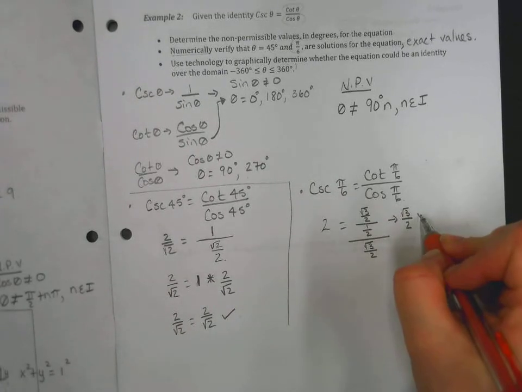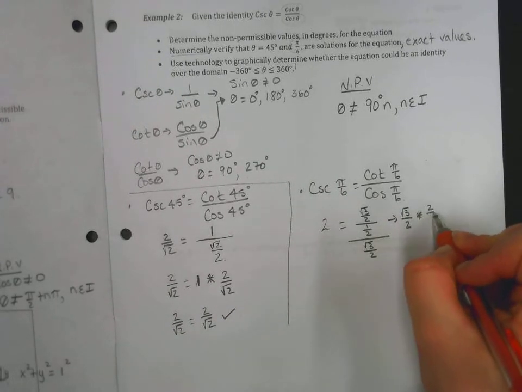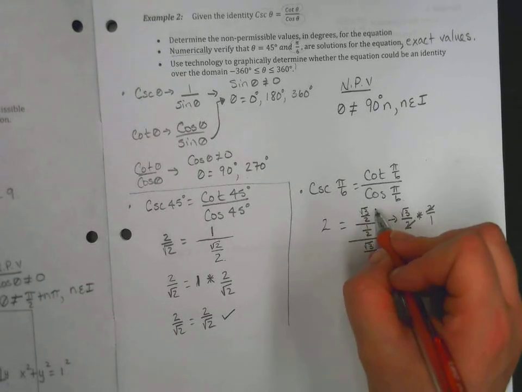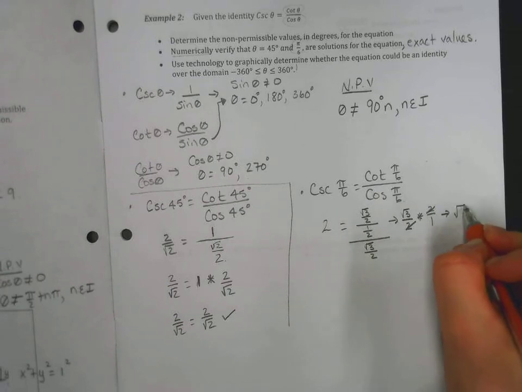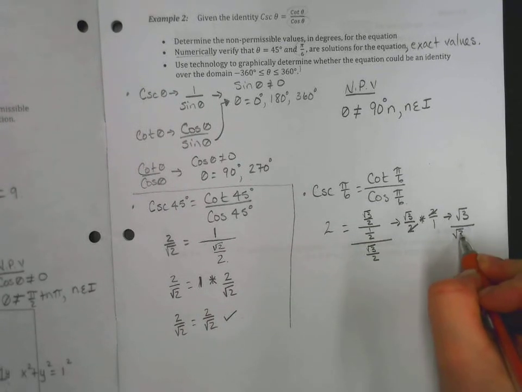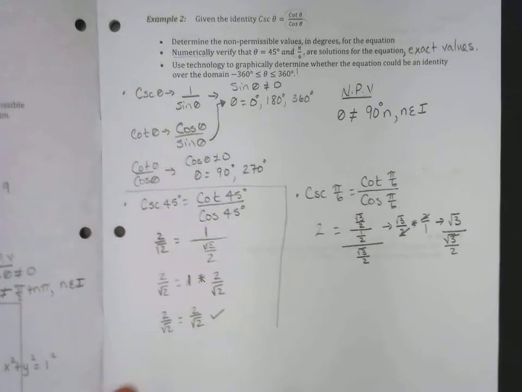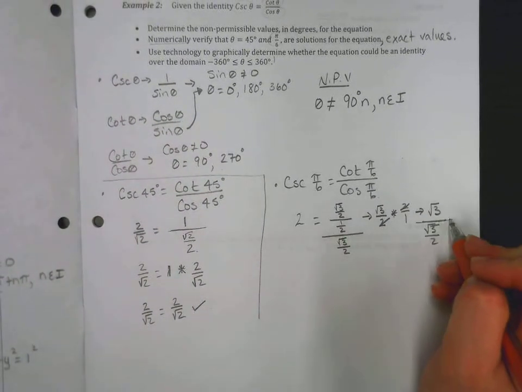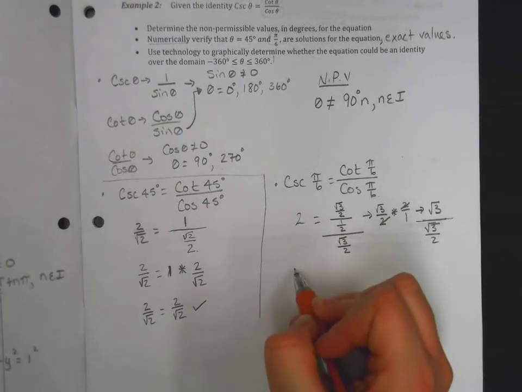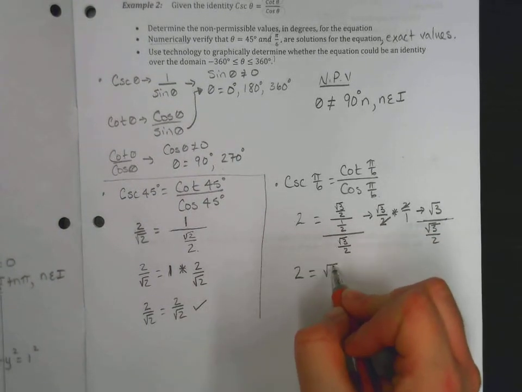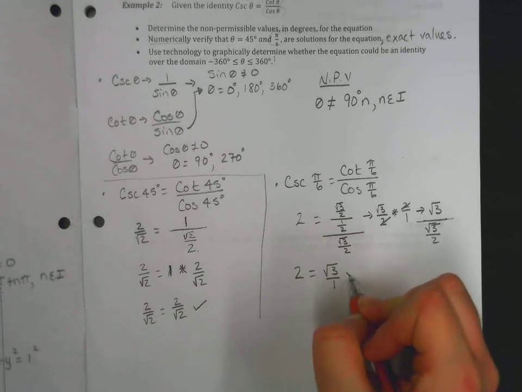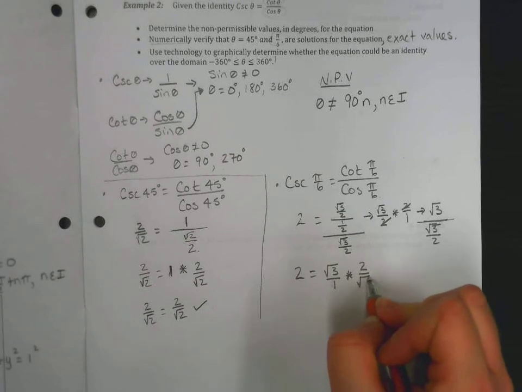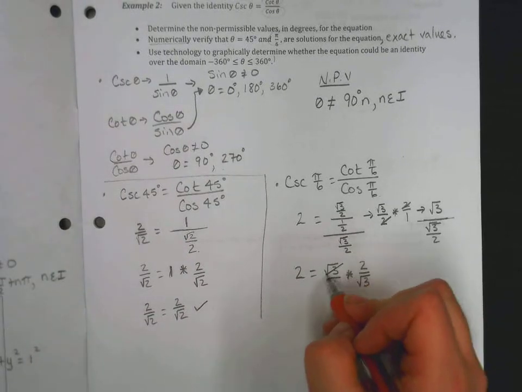So what I have here on the right side of my equation ends up to be root 3 over 2. Now I'm going to divide these fractions. I still have 2 over here, and I'm going to take root 3, which technically would be over 1, and multiply that by the reciprocal of my denominator. My root 3's are going to cancel, and I'm simply left with 2. So 2 equals 2, and my identity works out for my 45-degree angle as well as my pi over 6.